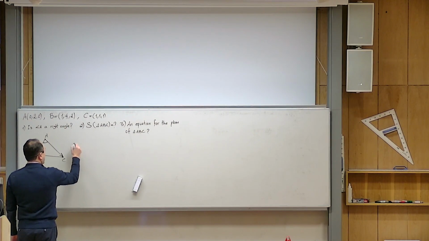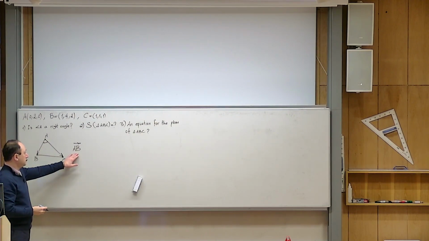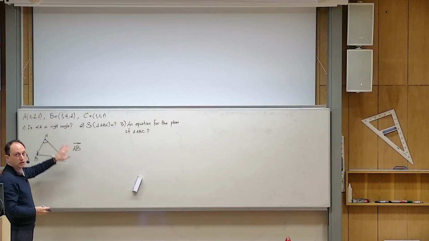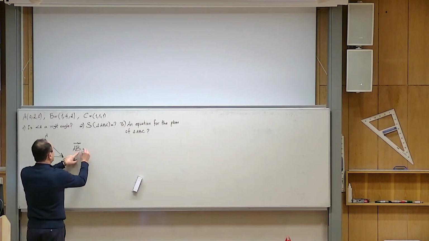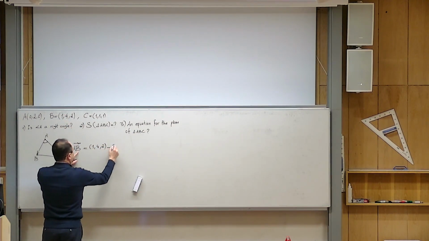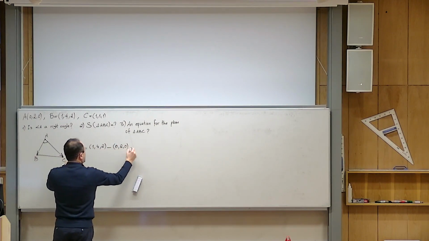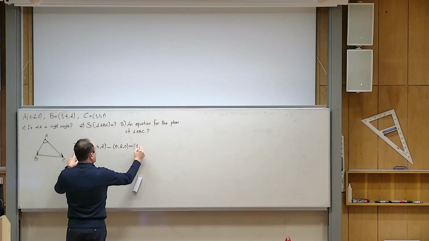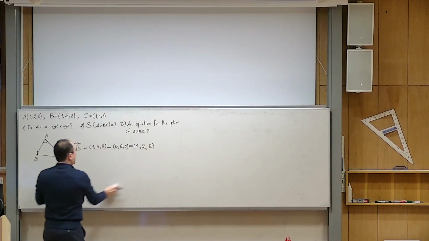AB is a vector, so it includes 3 components, but the components of my vector can be derived from the coordinates of the endpoints of my vector. How? By writing the coordinates of the final point first. So here 1, 4, and 2, the coordinates of point B, minus the coordinates of point A, which is the initial point, 0, 2, and 0. This is very simple. 1 minus 0 is 1, 4 minus 2 is 2, and 2 minus 0 is 2. So that is my vector AB.